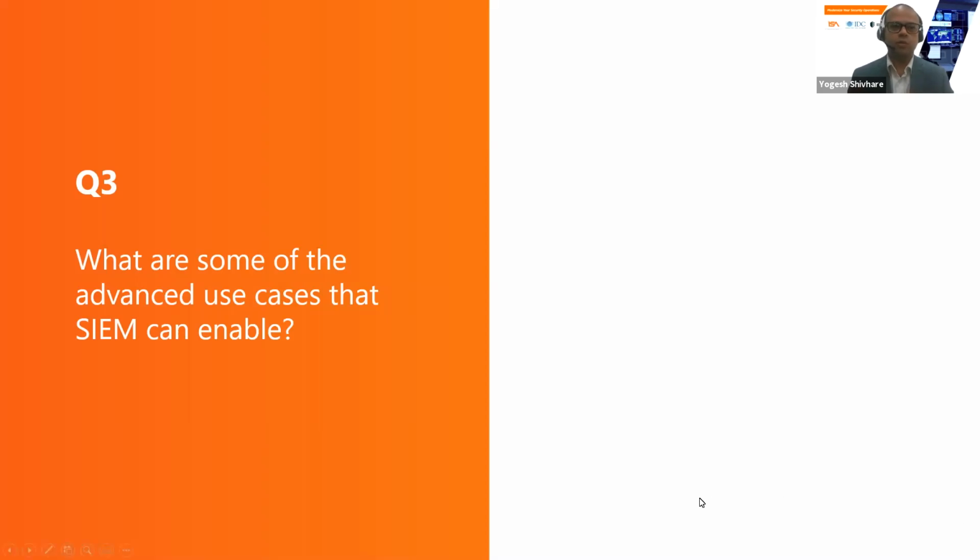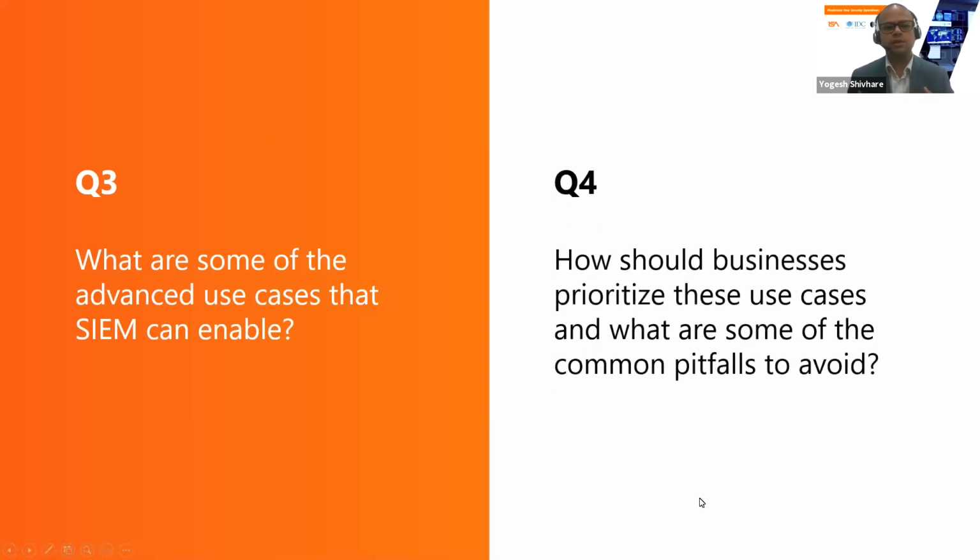So what Ricardo has given us is some advanced use cases, but I want to understand from you, how should businesses prioritize these use cases, and what are some common pitfalls to avoid when an end user, a CISO, is looking to modernize his SOC operations?